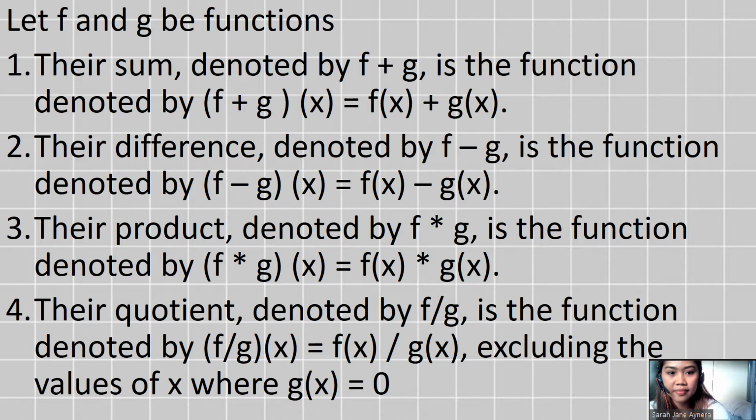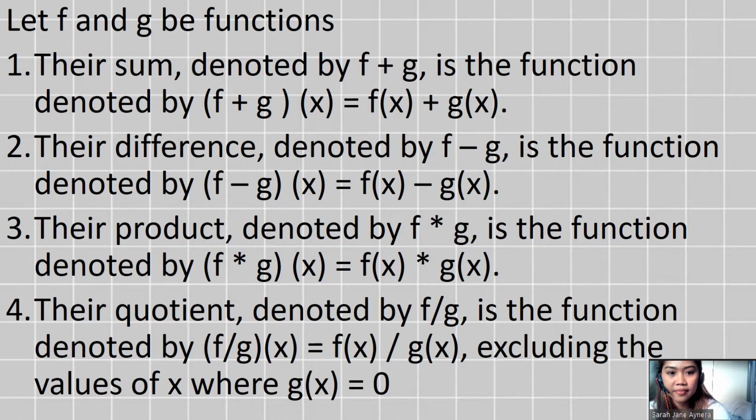Their difference, denoted by f minus g, is the function defined by f minus g of x is equal to f of x minus g of x. Their product, denoted by f times g, is the function defined by f times g of x is equal to f of x times g of x.